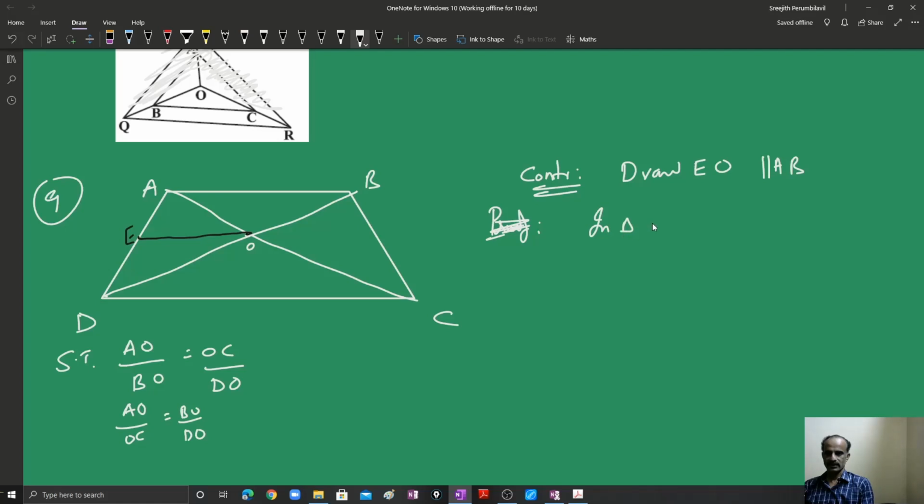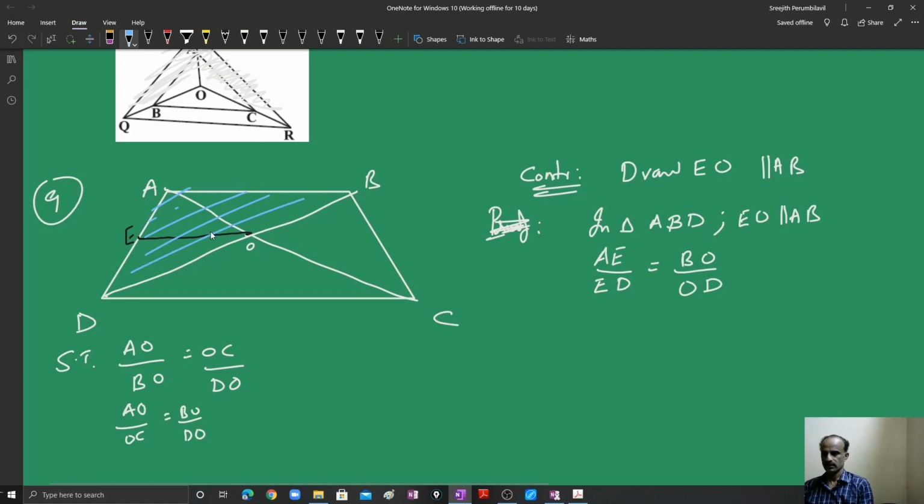In triangle ABD, EO is parallel to AB. So what happens? AE by ED is same as BO by OD. You agree or not? In this triangle, I'm just going to shade the triangle. In this triangle EO is parallel, so this is same as OB by OD. Fine.